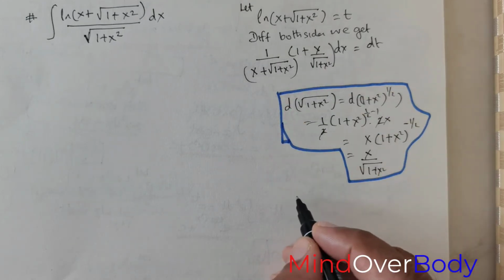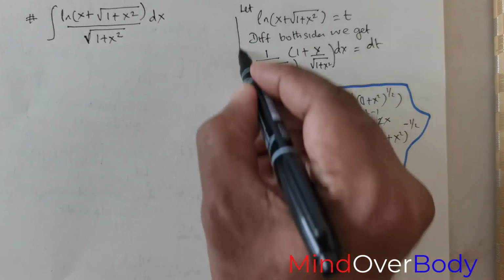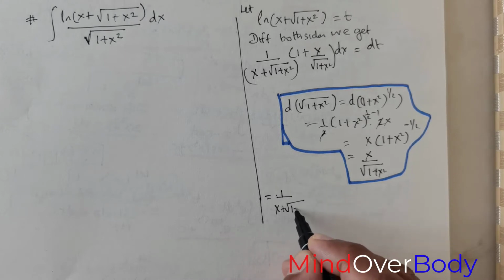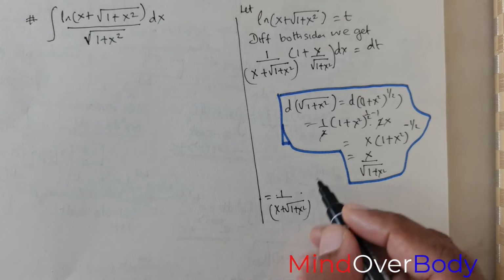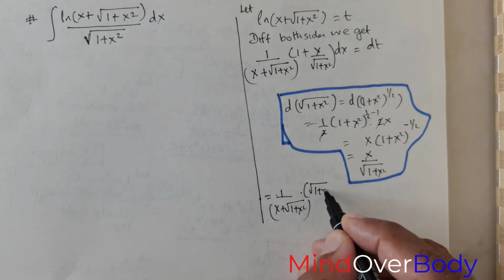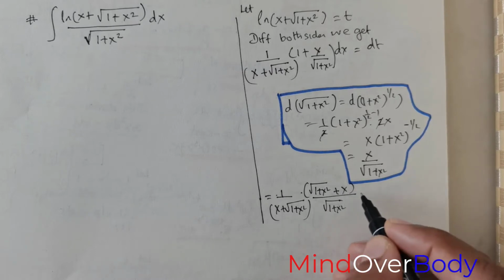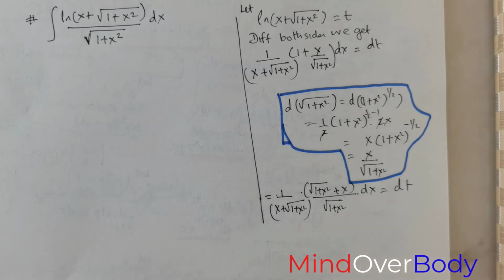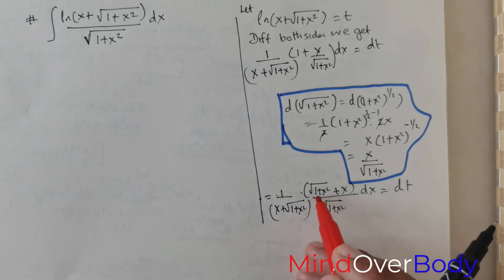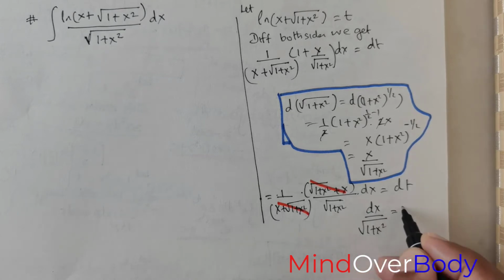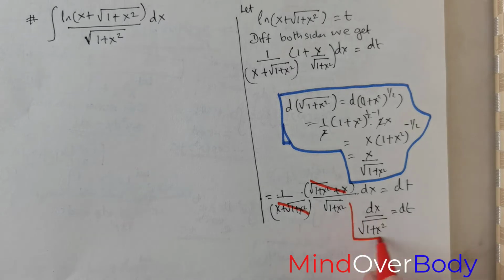So let me rewrite it over here. This is equal to 1 over x plus root of 1 plus x squared times, with this simplification, root of 1 plus x squared plus x divided by root of 1 plus x squared, times dx, is equal to dt. So clearly we can see that x plus root of 1 plus x squared can be cancelled with this. That in turn would give me dx over root of 1 plus x squared is equal to dt. So this is a beautiful representation for our question.